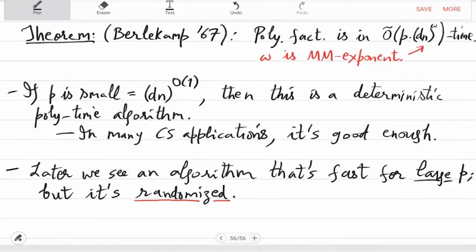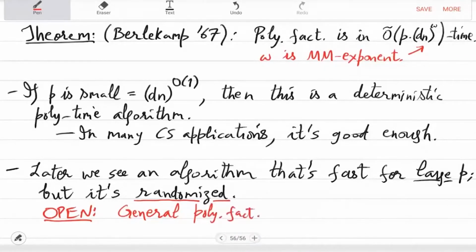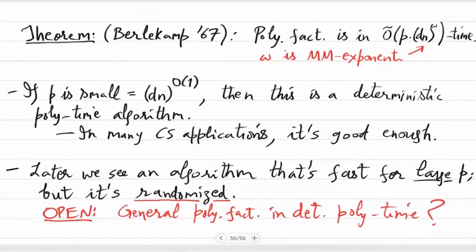So what is open is general polynomial factoring in deterministic polynomial time. Okay, so this is still an open question. Although in practice, how this is solved we can see already in the next class. But doing it really in deterministic polynomial time is open.